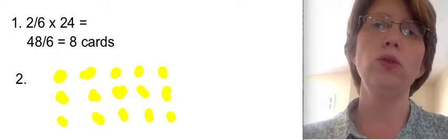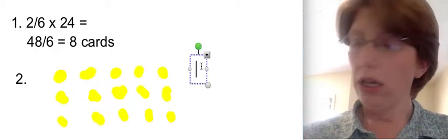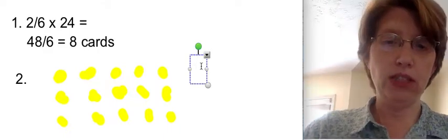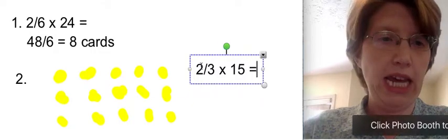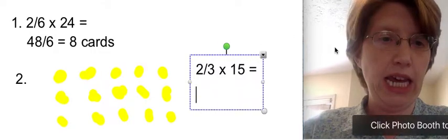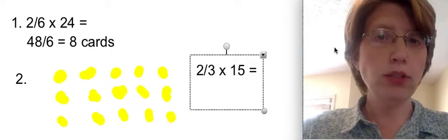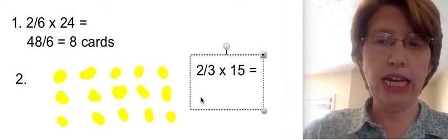Now let's do the math first. So 2/3 of 15. So I've got 2/3 times 15. I'm going to multiply the numerator times the whole number. 2 times 15 is 30.